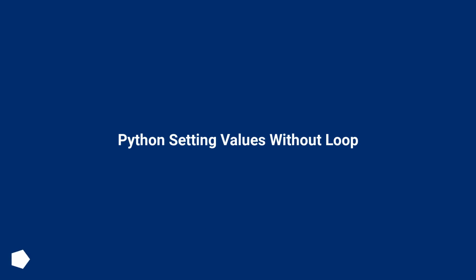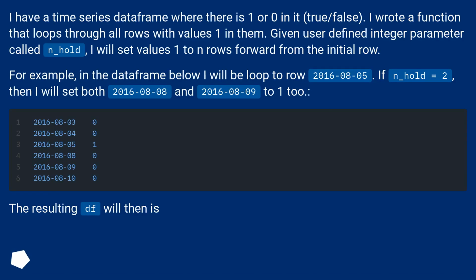Python setting values without loop. I have a time series data frame where there is 1 or 0 in it, true/false. I wrote a function that loops through all rows with values 1 in them. Given a user-defined integer parameter called n_hold, I will set values 1 to n rows forward from the initial row.